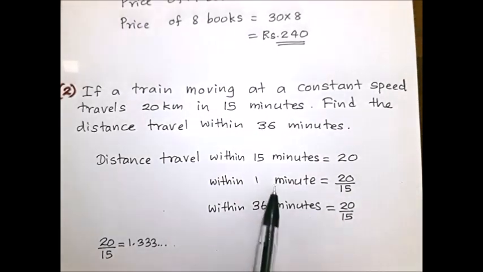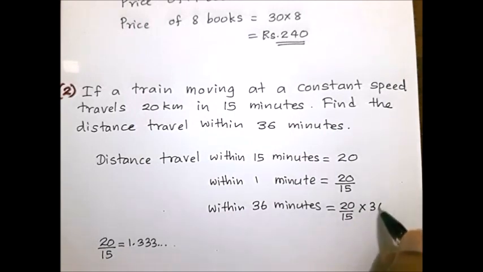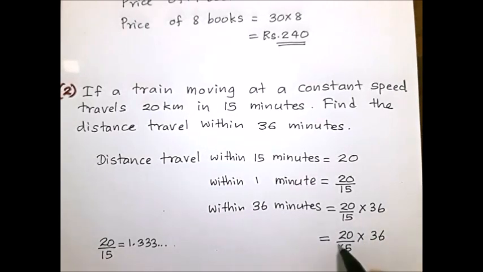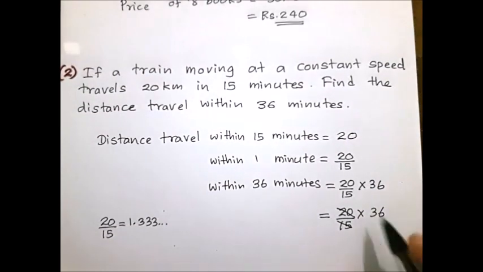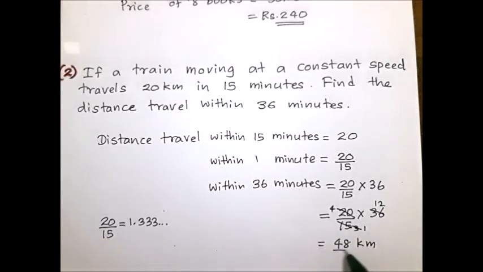Then this is the distance travelled within 1 minute. To find the distance travelled within 36 minutes, multiply this fraction by 36. Instead of a decimal number, take this fraction here. Now you can cancel these numbers. Here divide by 5. Here 3 and here 4. Then divide these two by 3. 1 and 12. Now 4 multiplied by 12, 48. It is 48 kilometers. This is the answer for example 2.